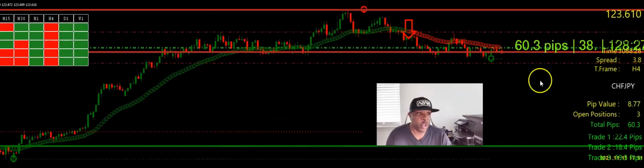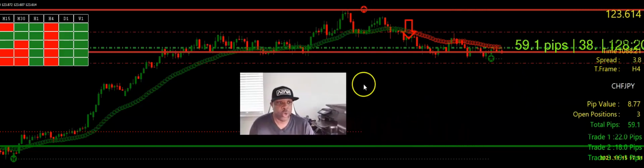So right here, as you can see, I'm up a little over 60 pips. This one here is a very simple trade. All I did was take it off of the H4 timeline. And this particular indicator is free. It's called the Info Plus, where you can actually get the analysis on your trade.